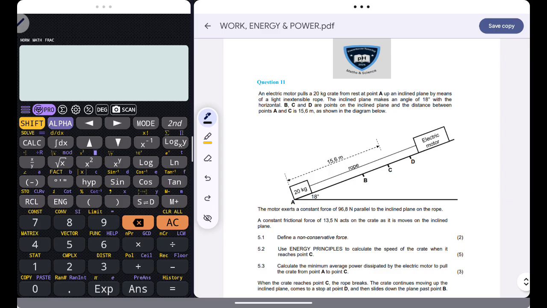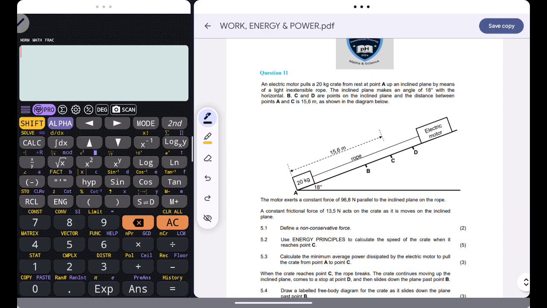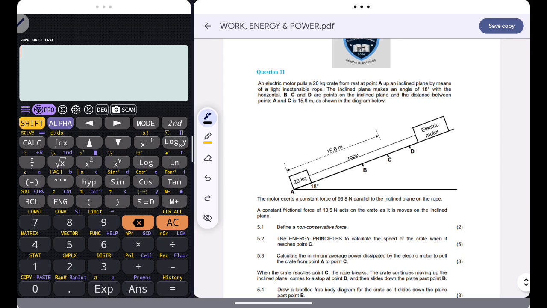First question, we are supposed to define a non-conservative force. Non-conservative forces are forces whose work done is path dependent. Are we together? Or you can simply say they are forces whose work done is dependent on the direction of motion.